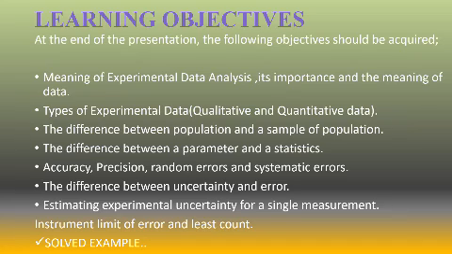and systematic errors, the difference between uncertainty and error, estimating experimental uncertainty for a single measurement, instrument limit of error and least count, and at the end we'll solve one example under instrument limit of error and least count to boost our understanding of what it means.